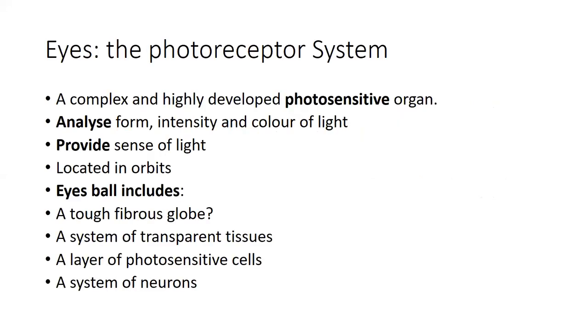Eye is the photoreceptor system. It is a complex and highly developed photosensitive organ that analyzes form, intensity, and color of light. It provides the sense of light, and both eyeballs are located in the bony orbit. The eyeball is basically a tough fibrous globe composed of a system of transparent tissues. These transparent tissues are responsible for the refraction of light, the basic function of the eyeball, that is vision. It contains a layer of photosensitive cells and a system of neurons.